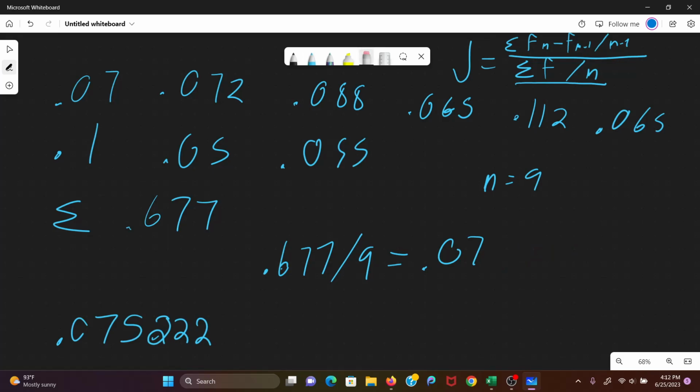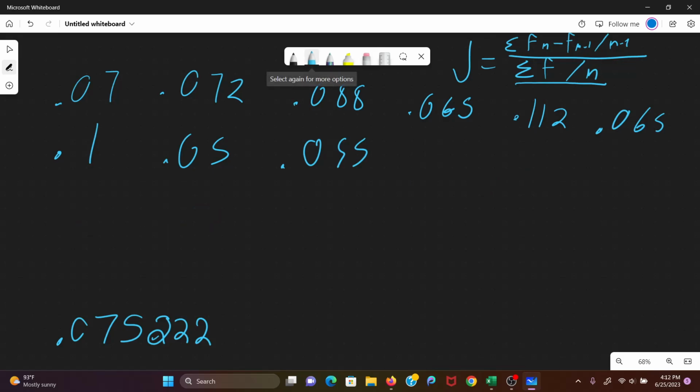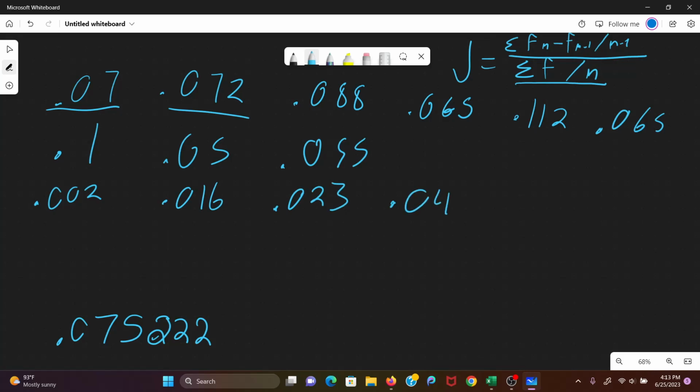And now let's do our numerator really quickly. To find the numerator, we're going to subtract this number from this number and keep going through all of the rest. And what you should get is 0.002, 0.016, 0.023, 0.047, 0.047, 0.035, 0.05, and 0.005.